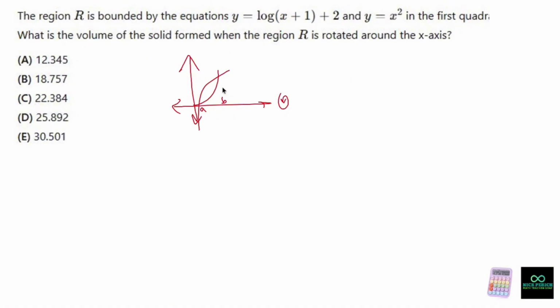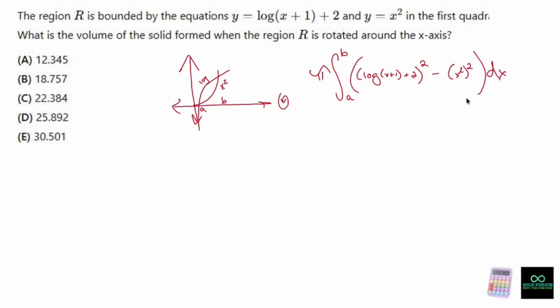So what we're going to do is, since my log is the one that's probably up here, you're going to be my log and you're going to be my x squared. So the integral that I'm going to set up is going to have pi living out front. I need to find my lower limit and my upper limit. And then I'm going to take log of x plus 1, plus 2, square that, and then subtract out x squared, squared.